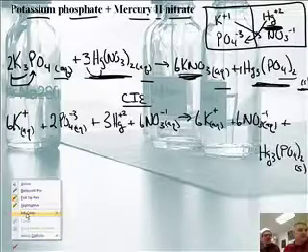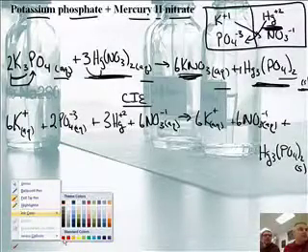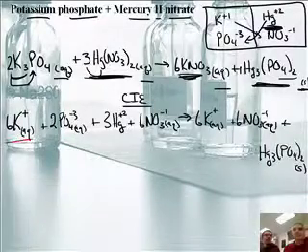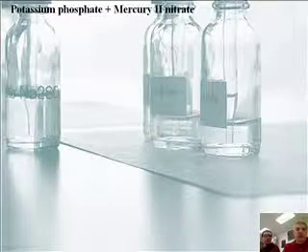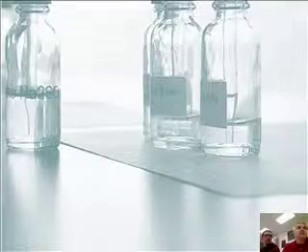Now what we need to do is get rid of any spectators. Who is exactly the same on both sides? I see 6 potassiums on the left and 6 potassiums on the right. All right, so the potassium can cancel. Anything else you see, Mr. Simmons? I see some nitrates, 6 of them on the left and 6 of them on the right. Okay, so now to write the net ionic equation.